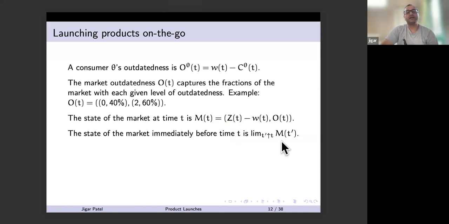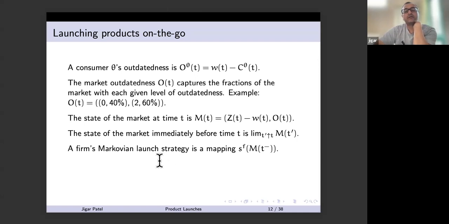The state of the market immediately before the time t is basically limit approaching from the left, t prime goes to t. Firm's Markovian launch strategy, right? So firm decides based on the state of the market whether to launch a product at any point in time or not. So strategy, this is a function of the firm that makes decision based on the market composition, based on the state of the market. How much innovation do I have accumulated so far as a firm, and what has market bought so far?